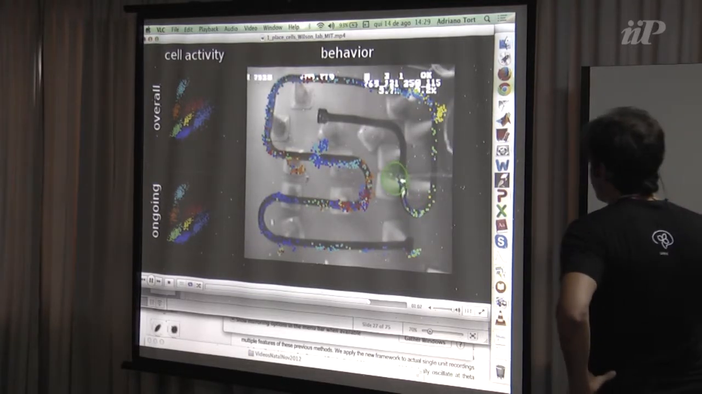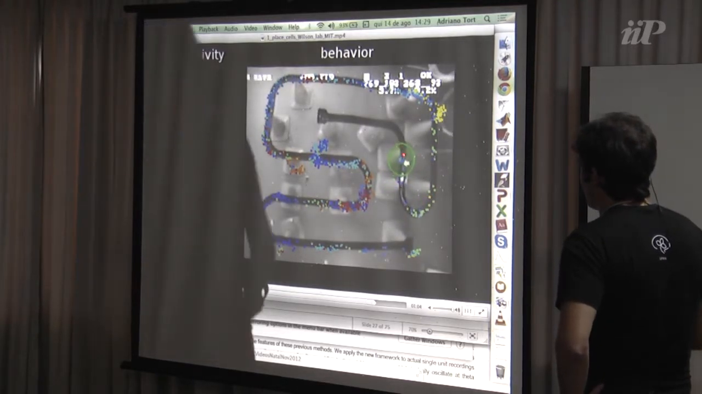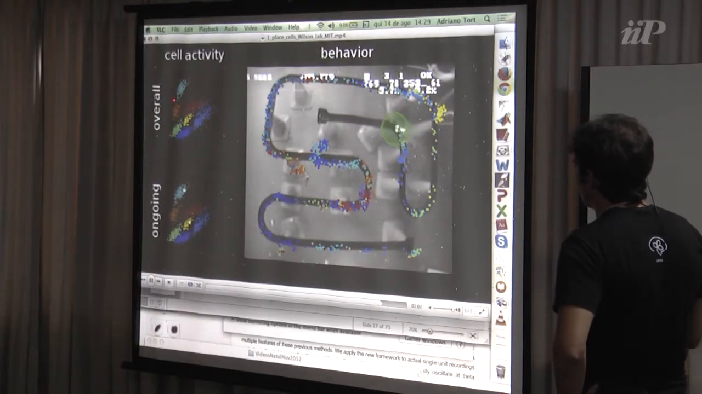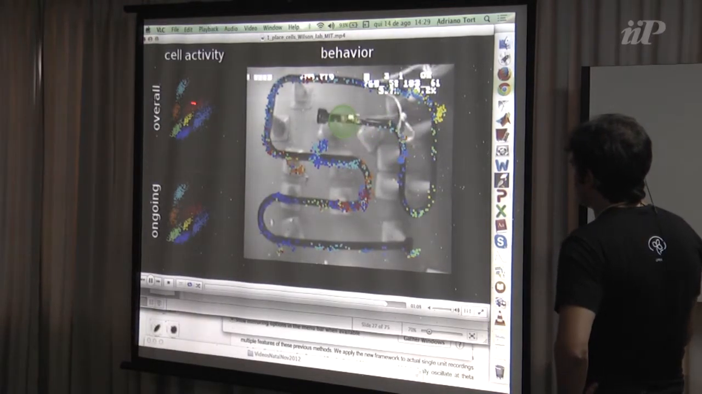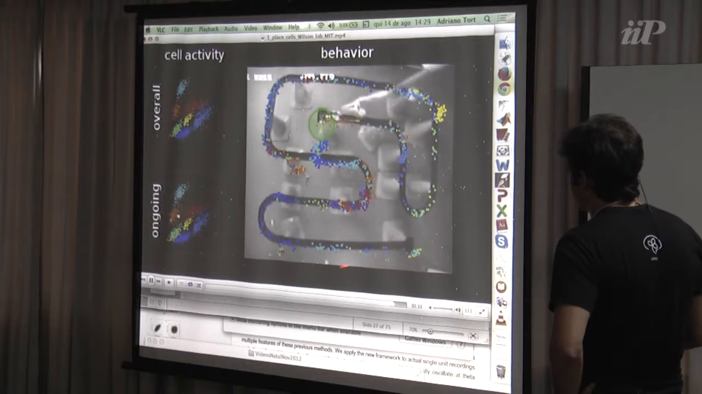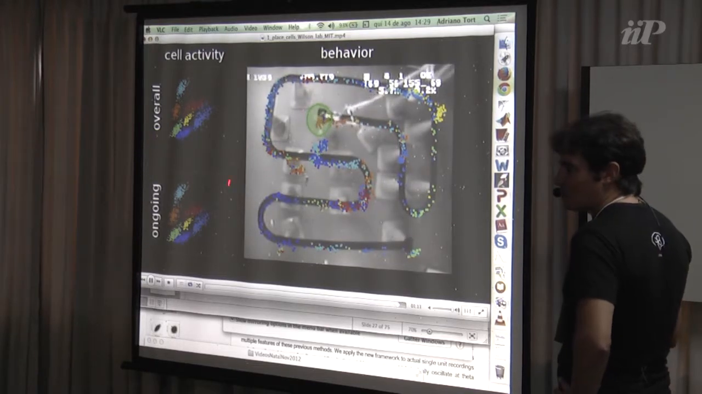But of course, this is done a posteriori, right? First, you record a signal, you do all the data treatment, you get to the clusters, and then you go around, play again, and then you do it. This is, of course, not real time, right?